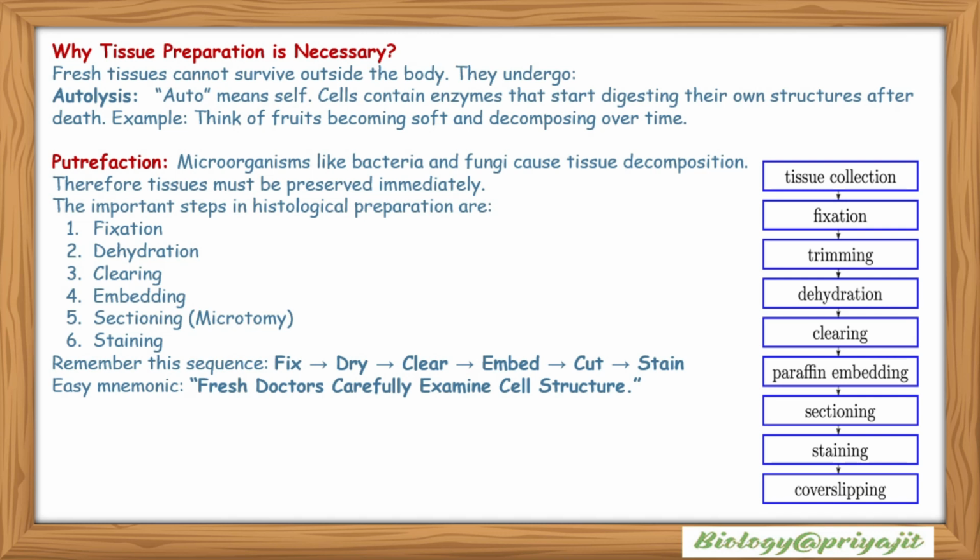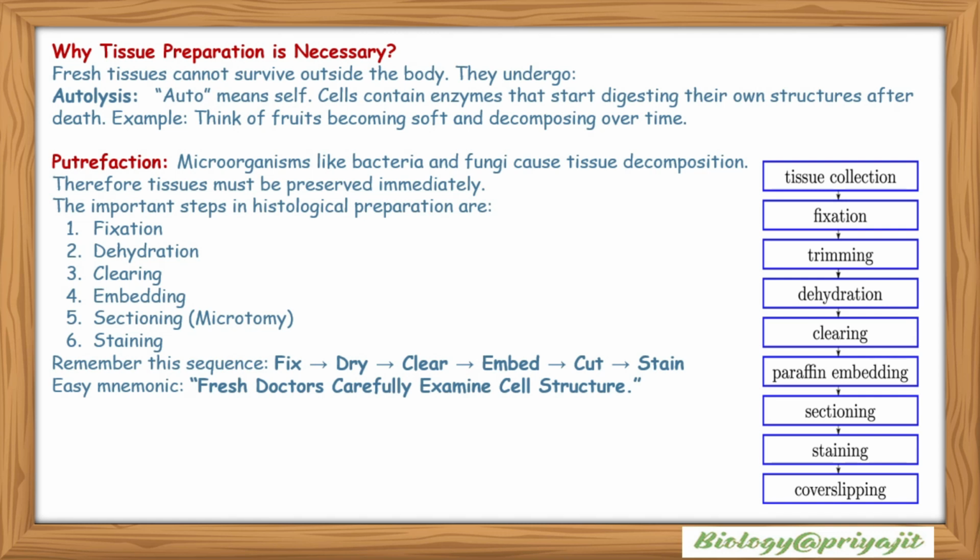Fresh tissues cannot survive outside the body, so they undergo autolysis. Auto means self. Cells contain enzymes that start digesting their own structures after death. Example, think of fruits becoming soft and decomposing over time. Putrefaction: microorganisms like bacteria and fungi cause tissue decomposition. Therefore, tissues must be preserved immediately.